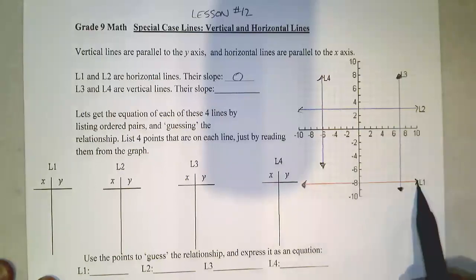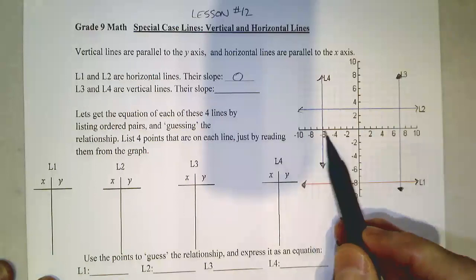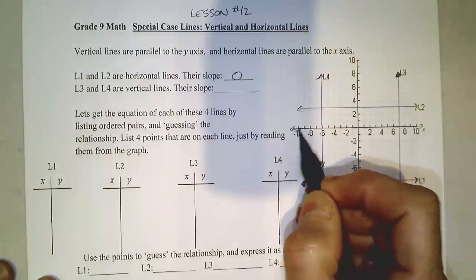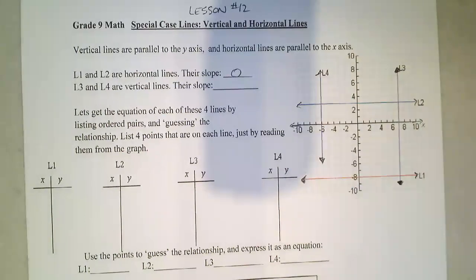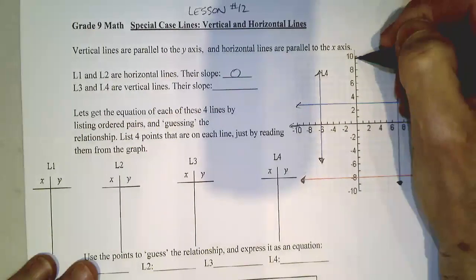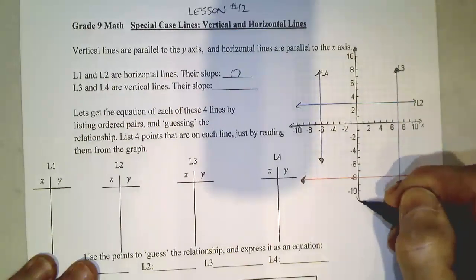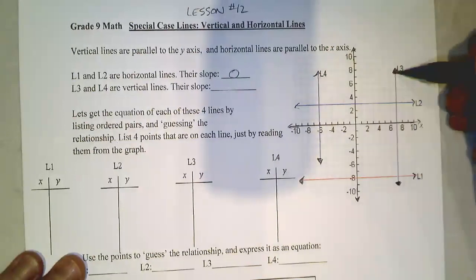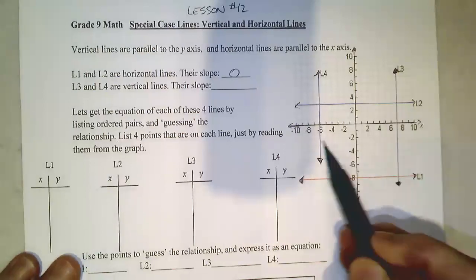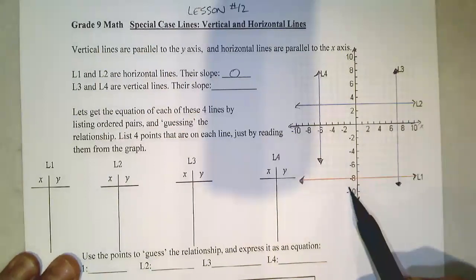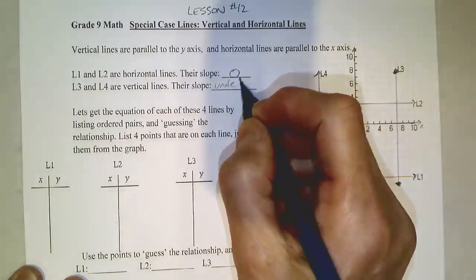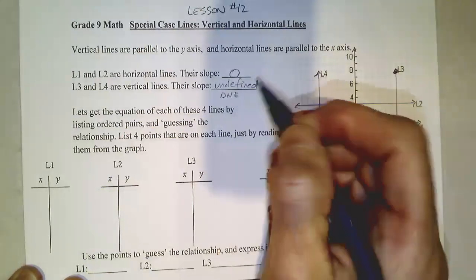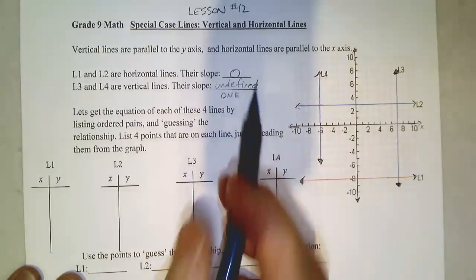Notice that a horizontal line is parallel to the x-axis. In fact, the x-axis itself is considered to be a horizontal line. And the y-axis itself is really a vertical line. Of course, so is L4 and L3. And so their slopes and the slope of the y-axis, we know doesn't exist. So we can say undefined. Sometimes we say does not exist. Mostly you guys like to use the word undefined.